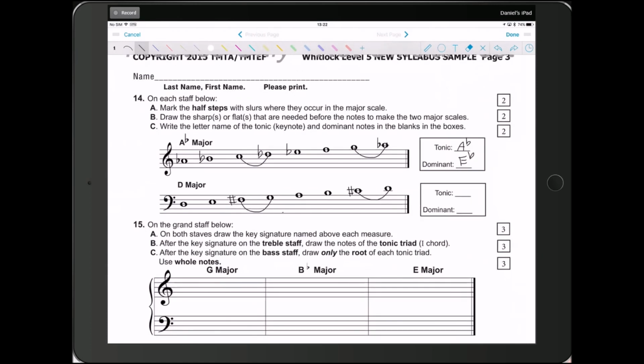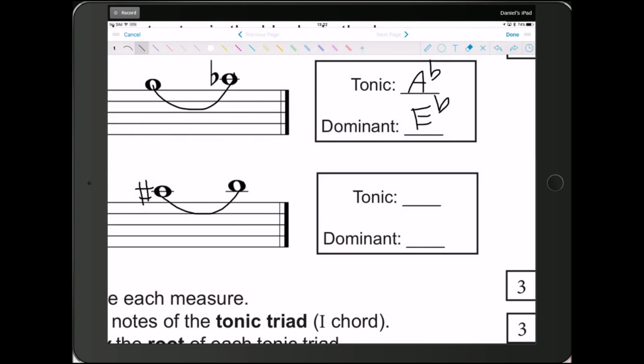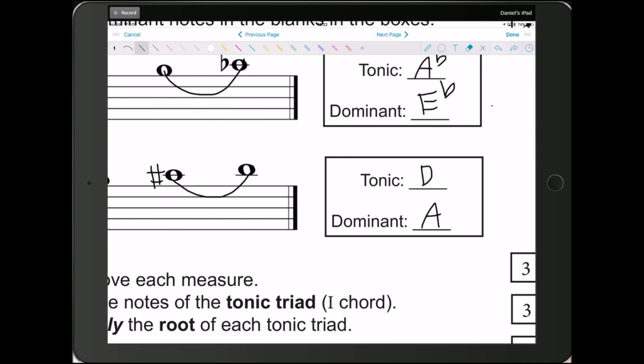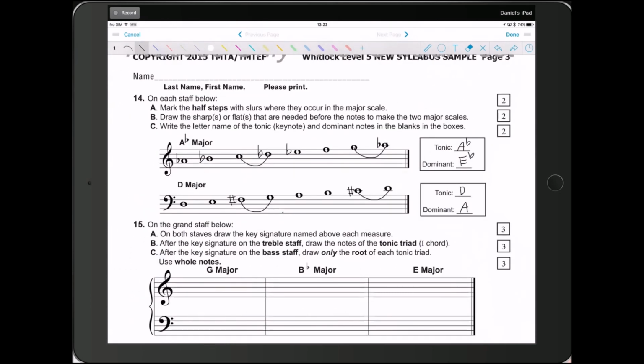Alright. D major, the tonic should be D. The dominant should be the 5th note, so D, E, F sharp, G, A. Right there. A is 5 up from D. Alright, so that is question 14.